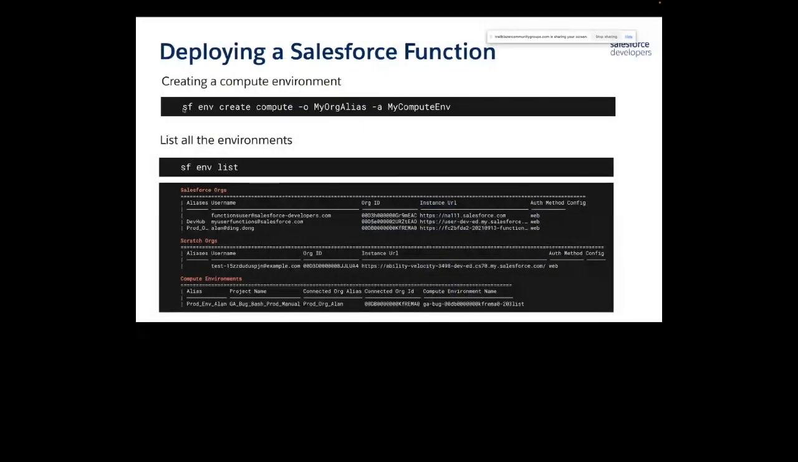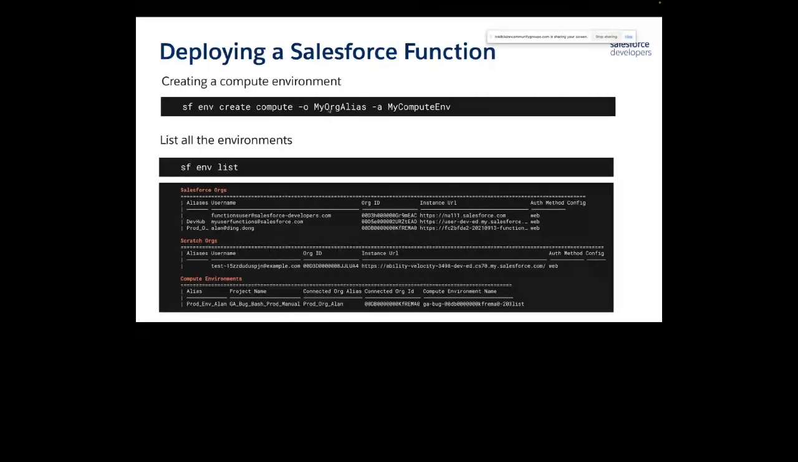But in order to create a compute environment, this is the command: sfenv create, the environment, and the org alias to which your compute environment has to be connected. The compute takes some time, which is why I'm not going to run it in front of you. You're running this command from a project and you're specifying an org detail, so the compute environment that is created knows which project it is connected to and which org it is connected to.